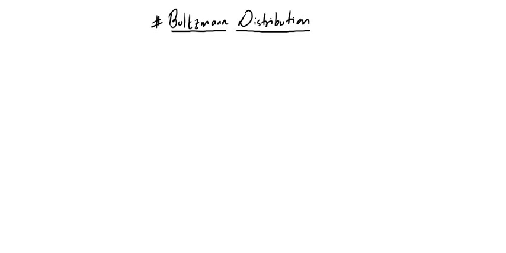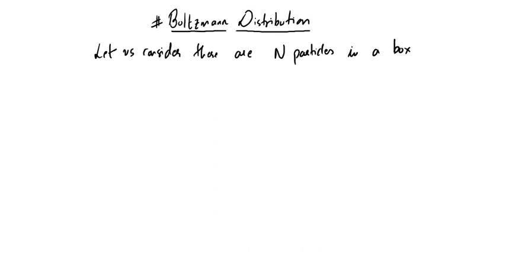So we're going to study Boltzmann distribution today. So let us consider there are n particles in a box. Now we also know that these n particles will have different energies, E1, E2, E3, E4, and so on.